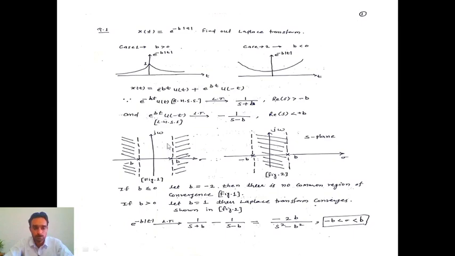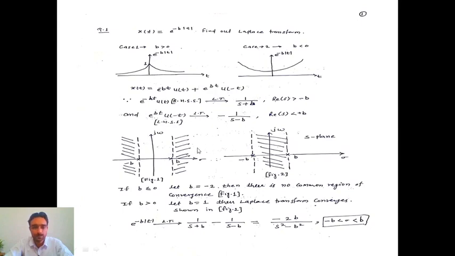So we can draw these two parts. First part is 1 upon s plus b and second part is minus 1 upon s minus b. So there is a pole at s equal to minus b for 1 upon s plus b, and in this part the pole is at s equal to plus b. So we can draw the ROC of this signal, where one pole is at minus b and the second pole is at plus b.